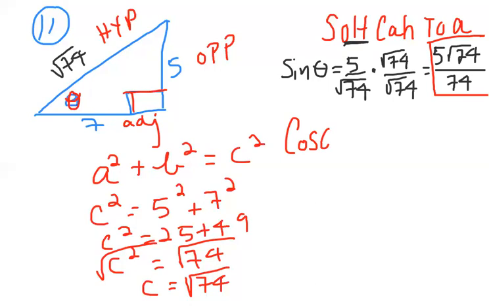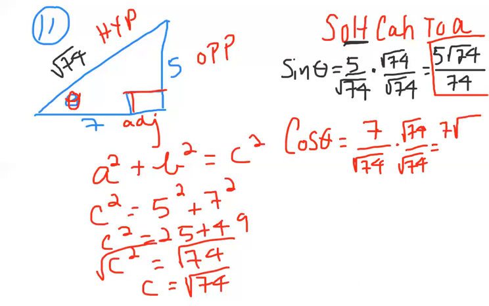Cosine of theta will be the adjacent side, which is 7, over the hypotenuse. Just like with the sine, you're going to have to simplify this by multiplying both the numerator and denominator by square root of 74 to rationalize that denominator and get rid of the radical. So this one turns out to be 7 times the square root of 74, guys. Oh, I'm sorry. I left that square root over the 74.